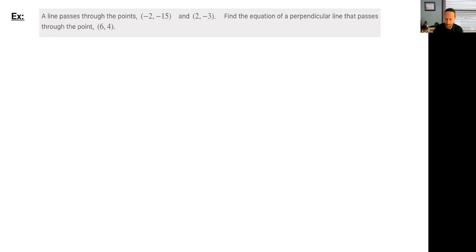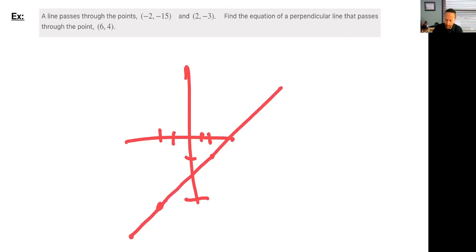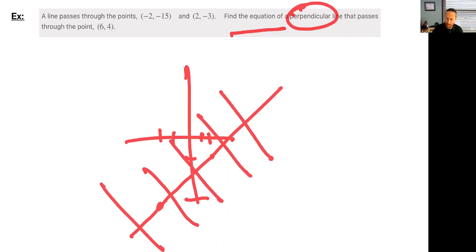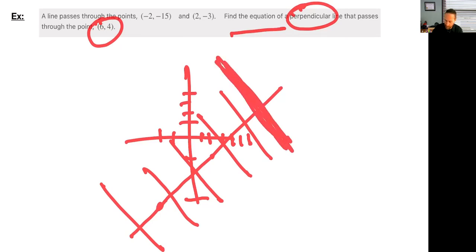This one says a line passes through the points (-2, -15) and (2, 3). So again, we could graph this and go left 2, down 15, all the way down here, and then over 2 and down 3 right here. And we're saying we got a line that goes through those. But then what they want us to do is find the equation of a perpendicular line that also passes through the point (6, 4). Because I could draw a perpendicular here, here, here, wherever. So we need a point of reference. So they're saying somewhere over here, (6, 4), like there. This is the one that they want. That goes through that point.